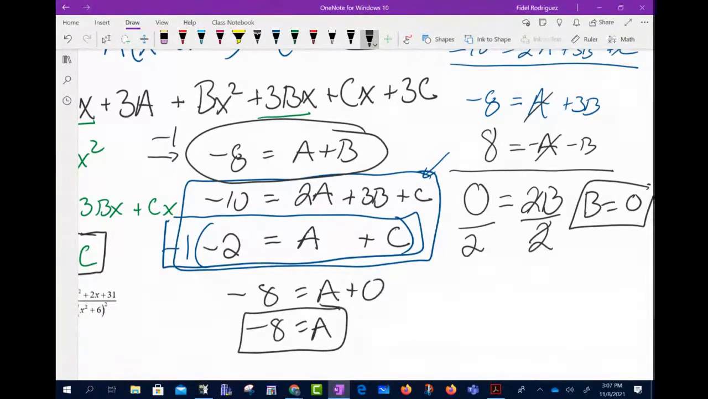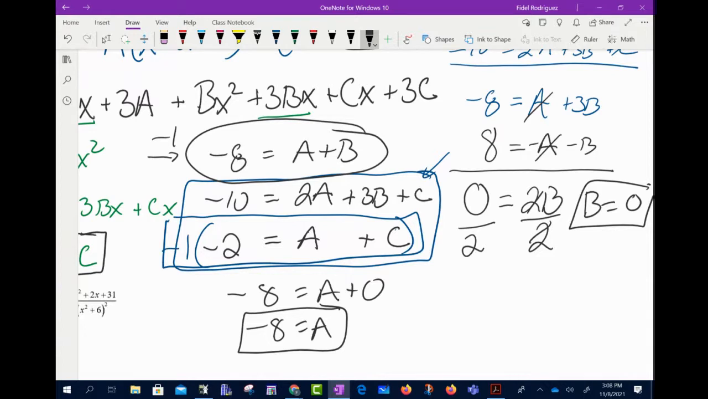We know that b is equal to 0. Can we find the value of c? Can we use the second equation? Can we use the third equation? Can we use either one? What do you think? Can I use either one of those two?